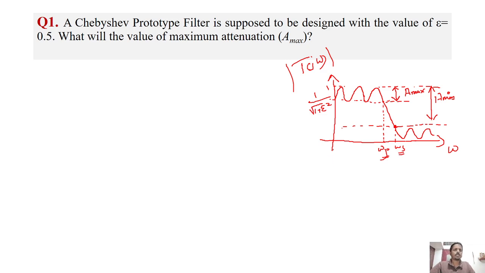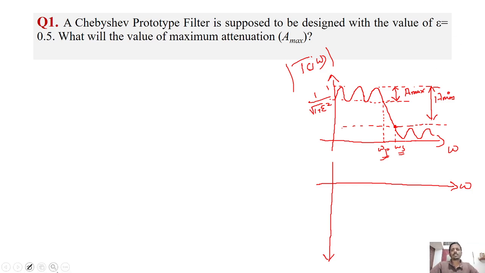This is actually gain, so in dB. Sir, for a low pass filter, it must have minimum attenuation in the passband and maximum attenuation in the stop band, right? Correct. But here it is something different. I understood.